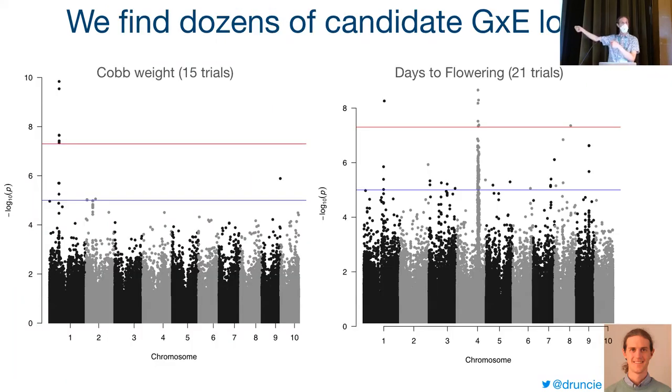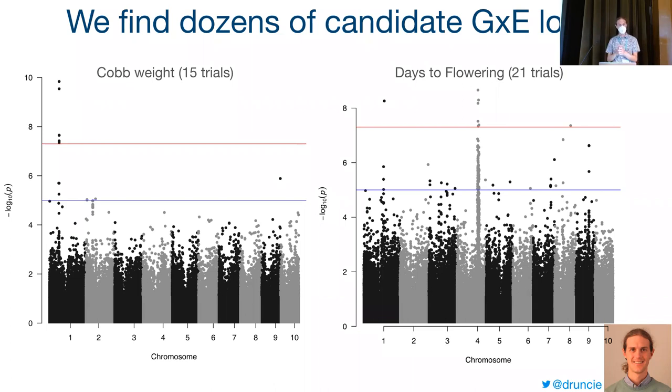Here are just two example Manhattan plots, just to show that it works. On the left, the points show the association strength for particular markers against cob weight, particularly for G by E for cob weight across 15 trials. And on the right, associations with flowering time across 21 trials. And there are some peaks here that I think are significant.